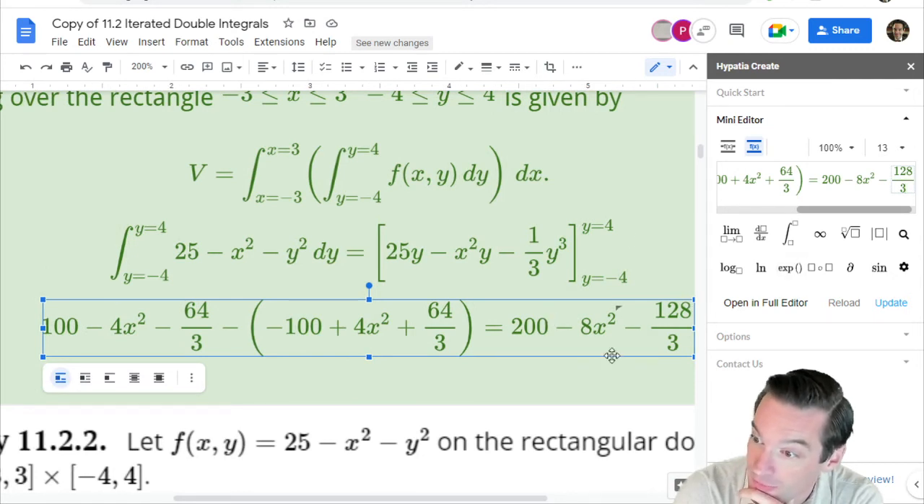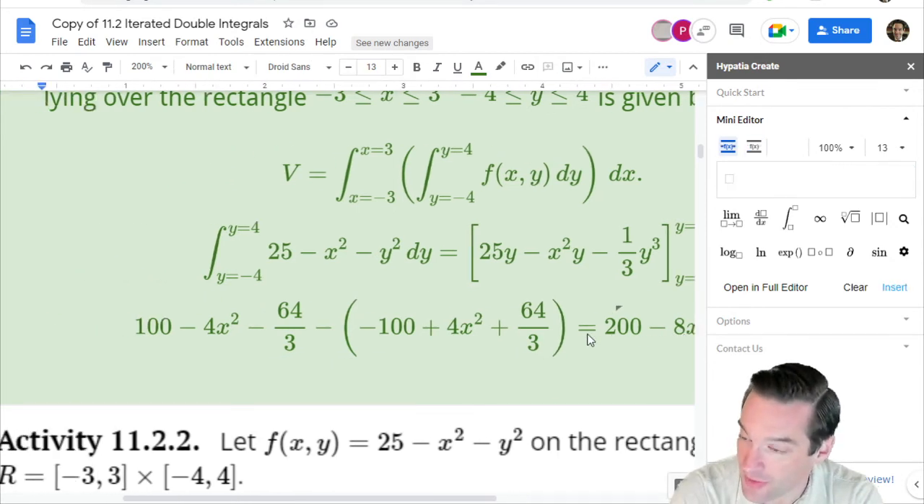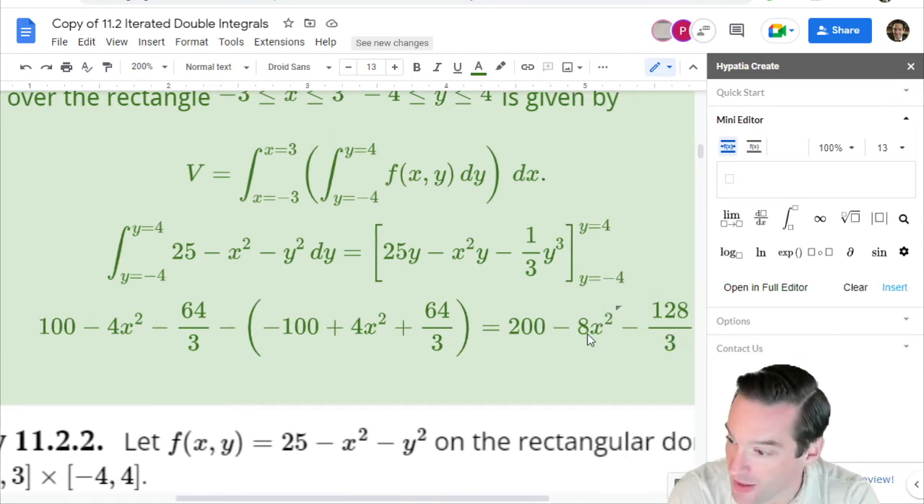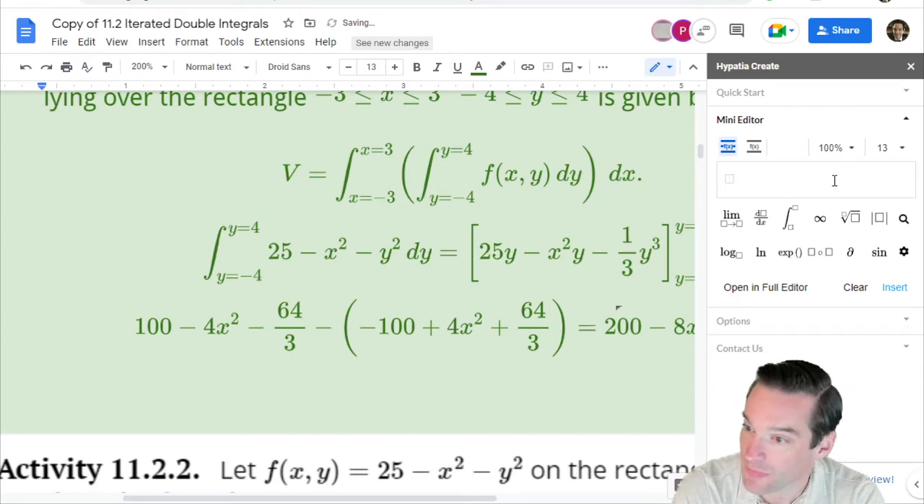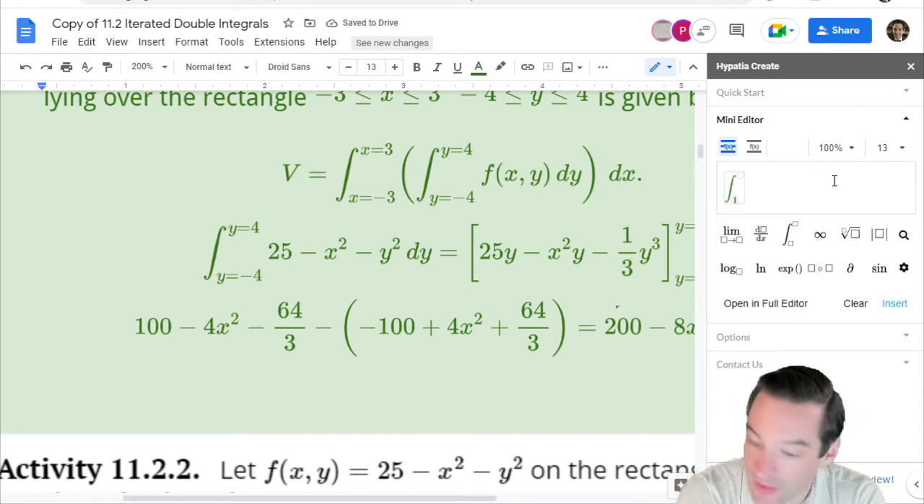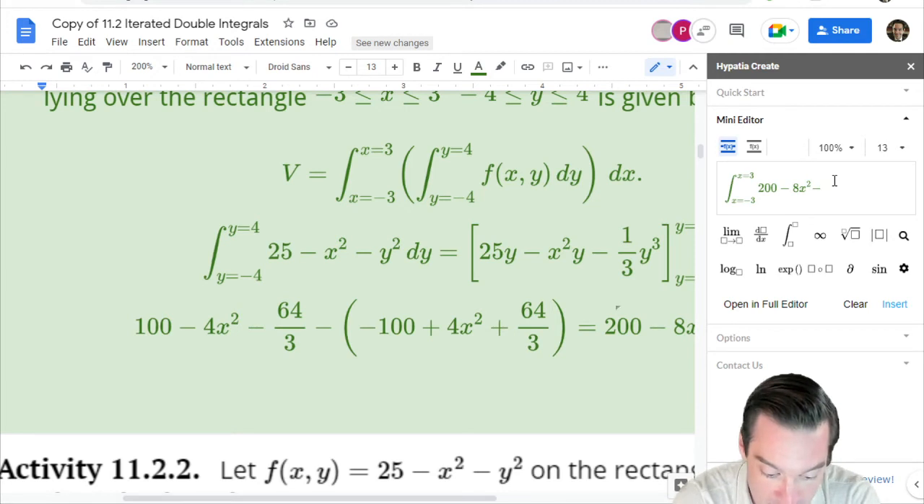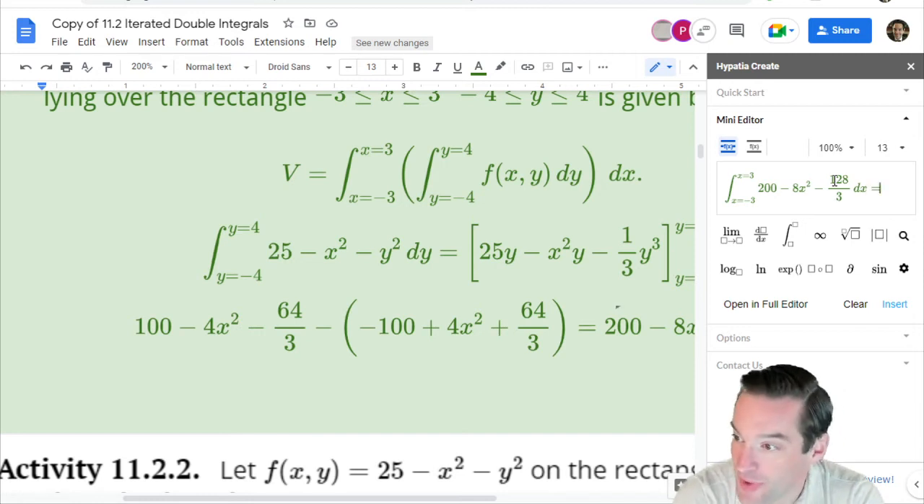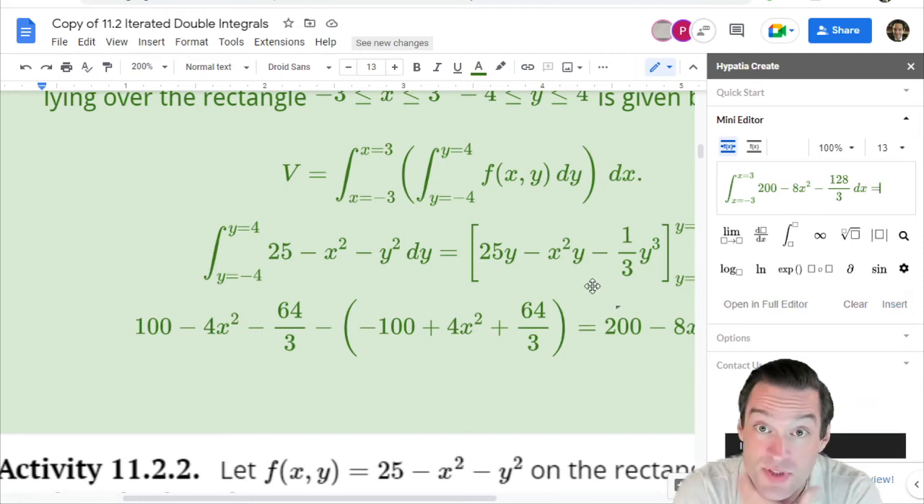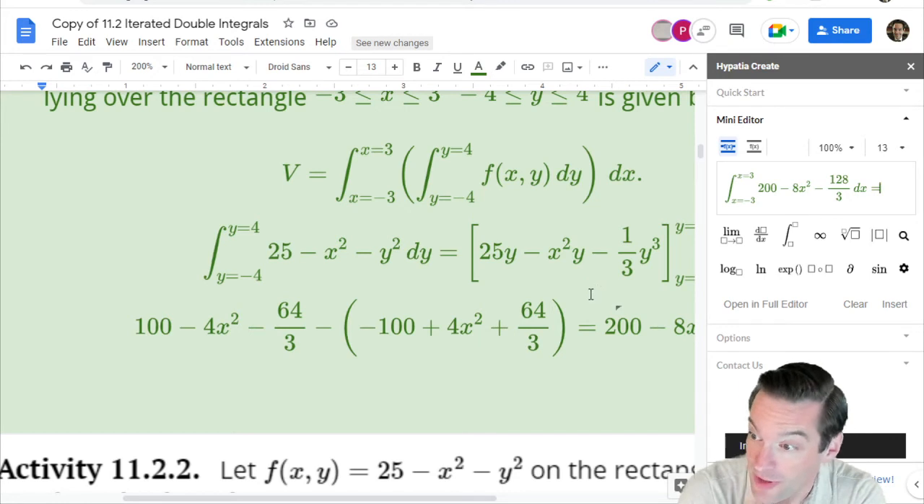And so now, to get the volume, we have to integrate that as a function of x from x equals -3 to x equals +3. So the integral from x equals -3 to x equals 3 of 200 minus 8x squared minus 128 thirds with respect to x. And now this just becomes your standard single variable calculus definite integration problem.